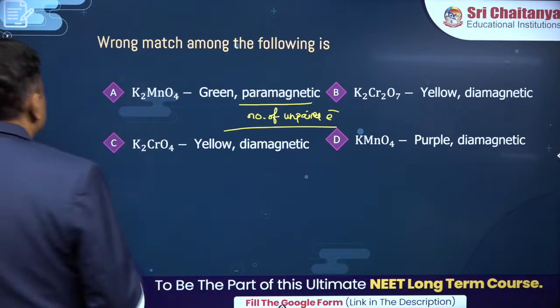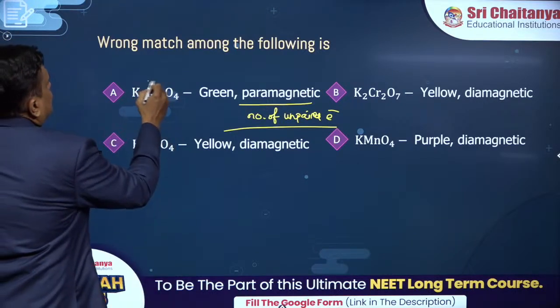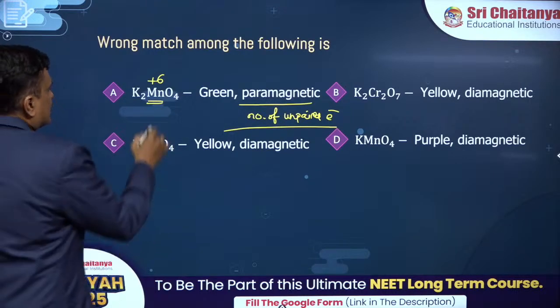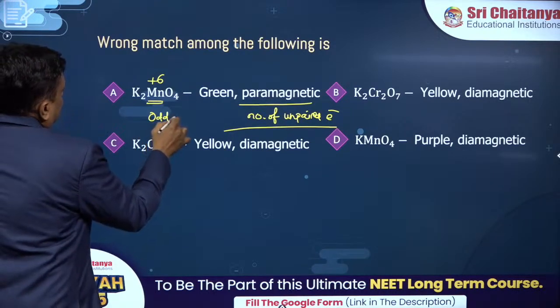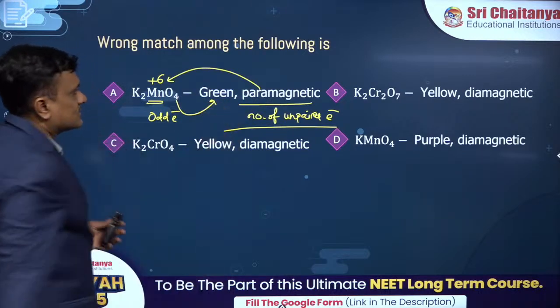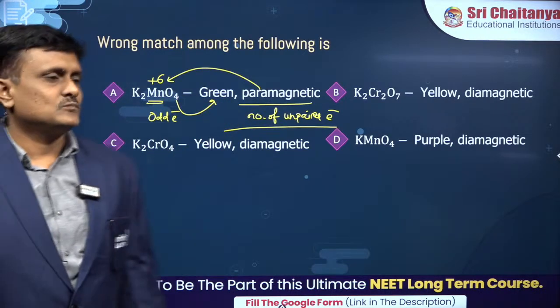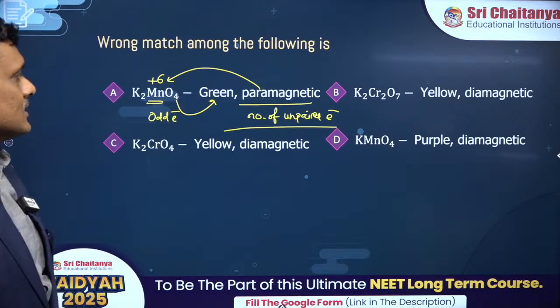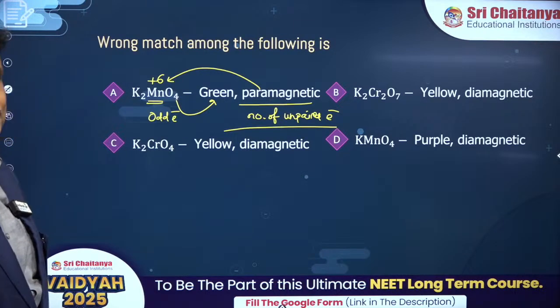You need to understand here, manganese is not +7, mistaken. +6 has an odd electron. So nothing is wrong in saying it as paramagnetic, and it is of course green, dirty green rather. Wrong match. Come on, check.